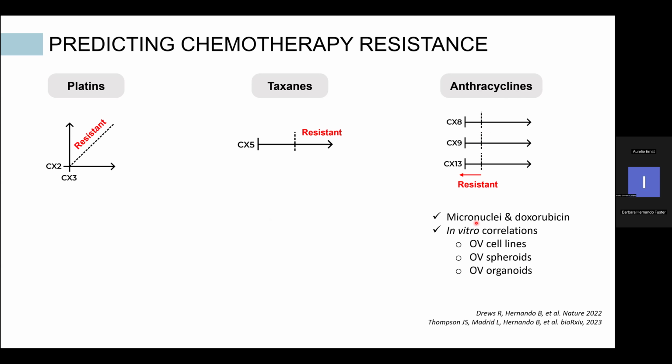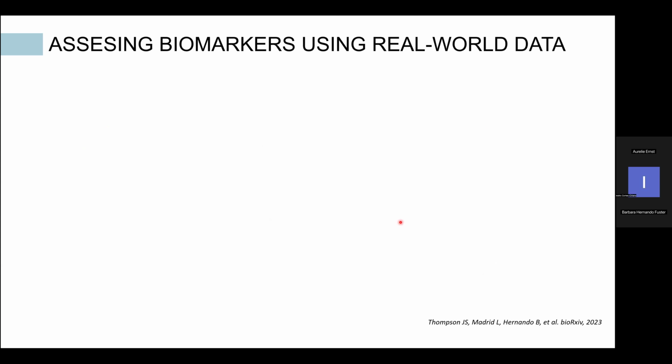So we have these clinical classifiers, and then the next step was to actually assess those biomarkers. But the problem here is that, of course, nobody wants to run a clinical trial using biomarkers for predicting response to chemotherapy. But we can use retrospective data. So that is what we did actually. We use retrospective data to mimic clinical trials, and we assess our biomarkers using real world data.